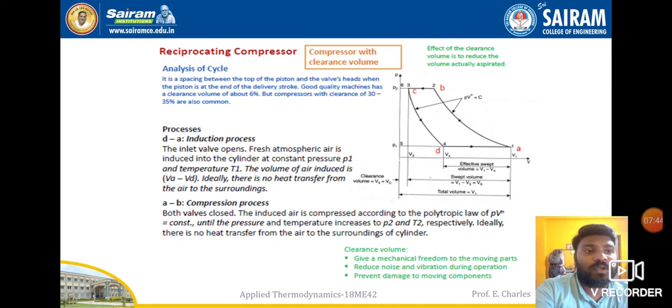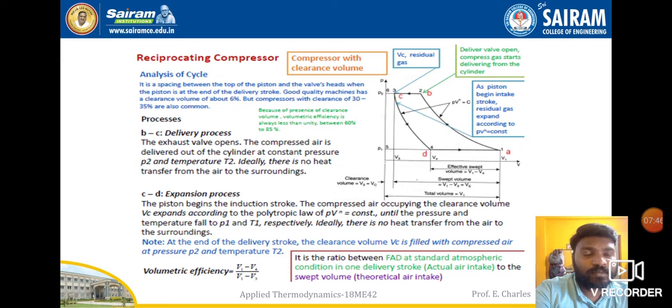All right, so we'll move on to the next one. This is the analysis of the cycle. Already what we have seen in the PV diagram on the previous slide: 4 to 1 is the effective swept volume, and the 1 to 2 process is the polytropic process, PV to the power of n is equal to constant. In the 2 to 3 process, the delivery valve opens and the compressed gas starts delivering from the cylinder. Then 3 to 4 is where the piston begins the intake stroke and the residual gas expands according to PV to the power of n is equal to constant. This is how the cycle repeats.